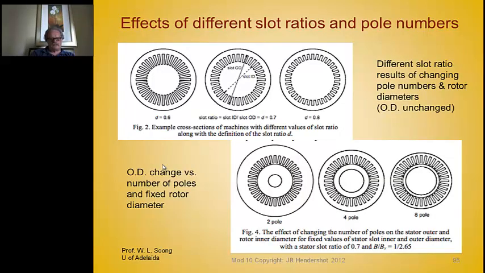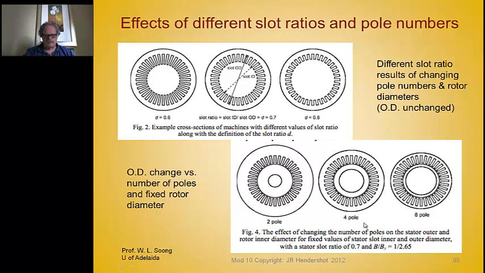Here's a nice slide that was developed by Professor Song from a university in Australia, and he shows here what you can do with changing the rotor diameter. This first example shows different values of the slot depth ratio. The stator OD is kept the same in all three of these, but the rotor diameter has gotten bigger, so that the ratio of the slot depth has changed. So that's one variation you can consider when comparing and optimizing your design.